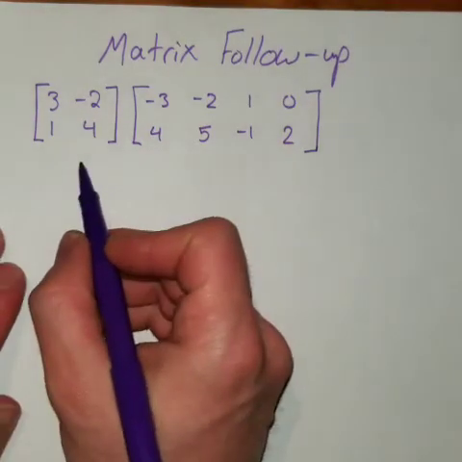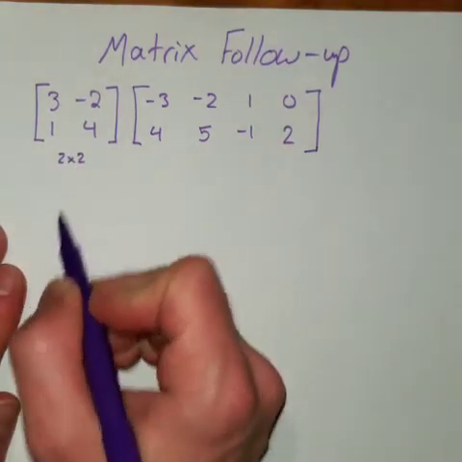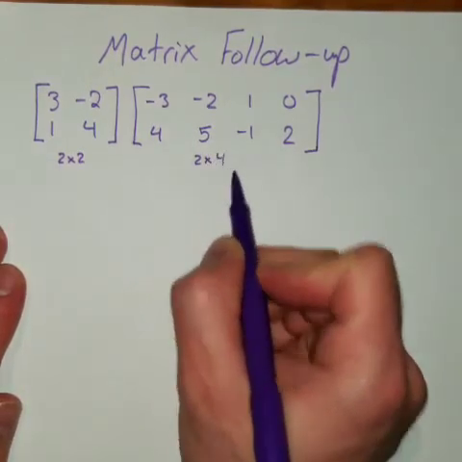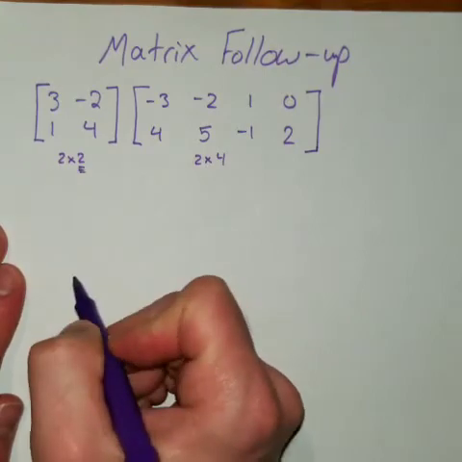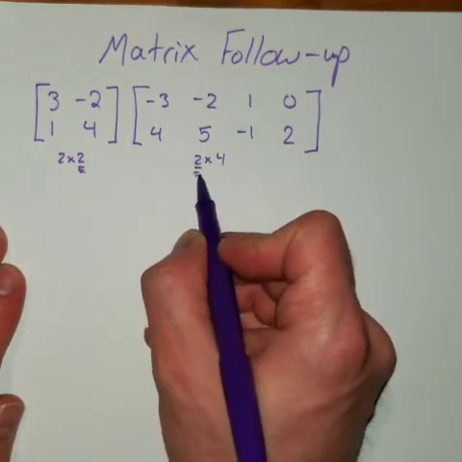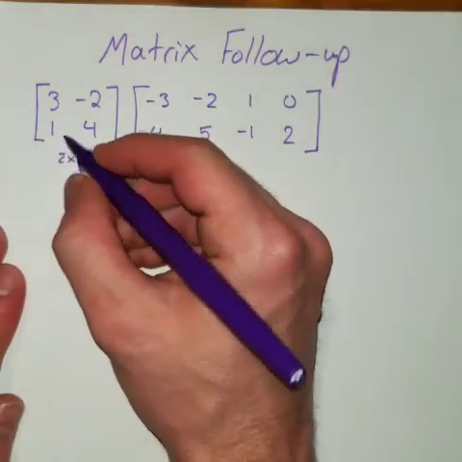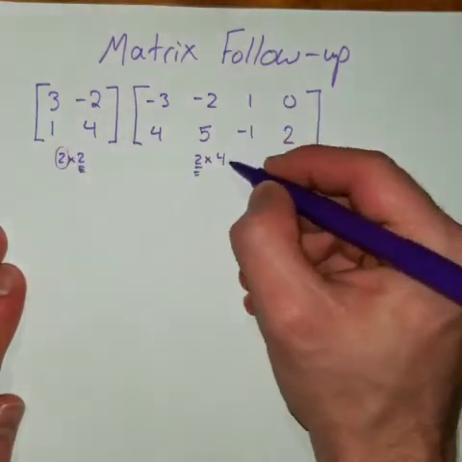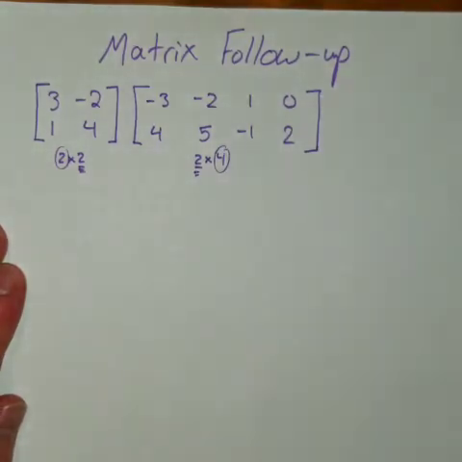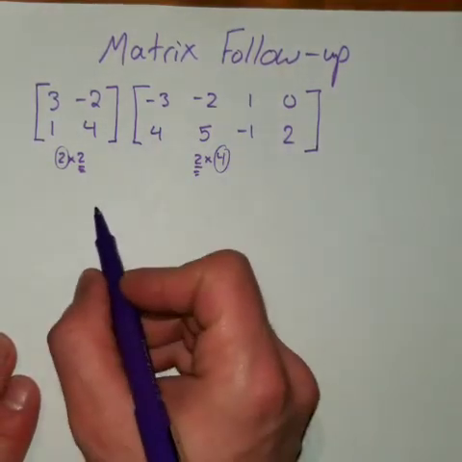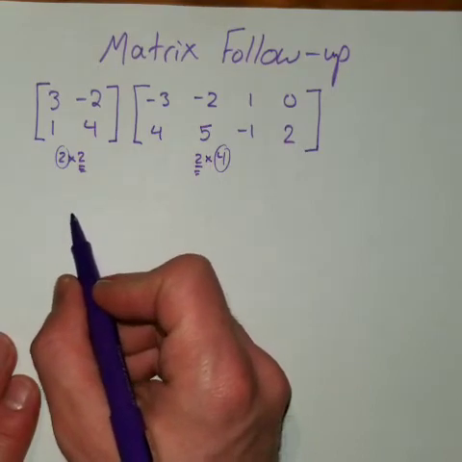This one is a 2 by 2 matrix, and it's followed up by a 2 by 4 matrix. Remember I said the columns from the first must match the rows from the second, which they do. And the final answer will have the rows from the first, the columns from the second. So we're going to have a final answer that's a 2 by 4 matrix. Okay, it'll be the same size as this one here.